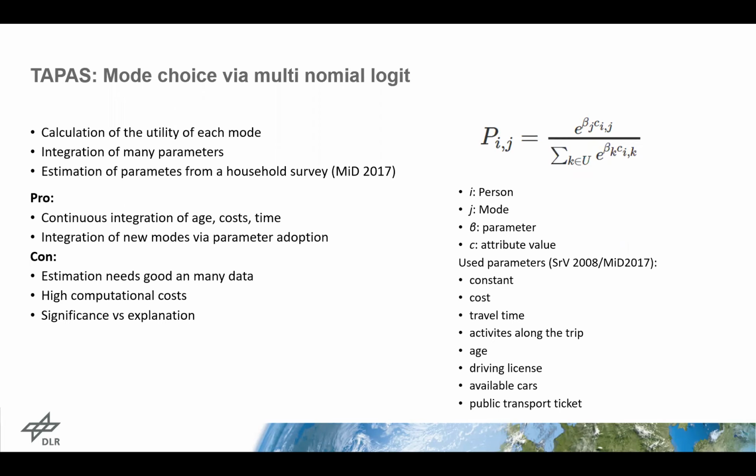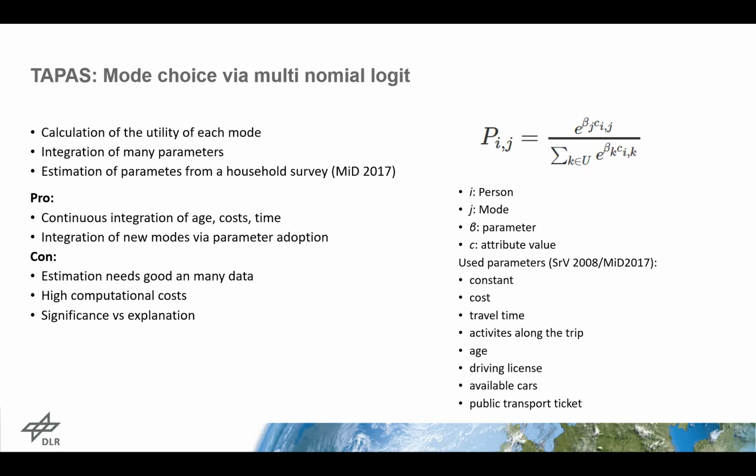And you can integrate new modes via parameter adoption of known modes. So for instance, car sharing is not that much different from driving a car or taking a taxi. It's more or less a combination of both. And then you just see what is the best mix of parameters between those two modes to get car sharing into your model. We had some papers showing how we did that.